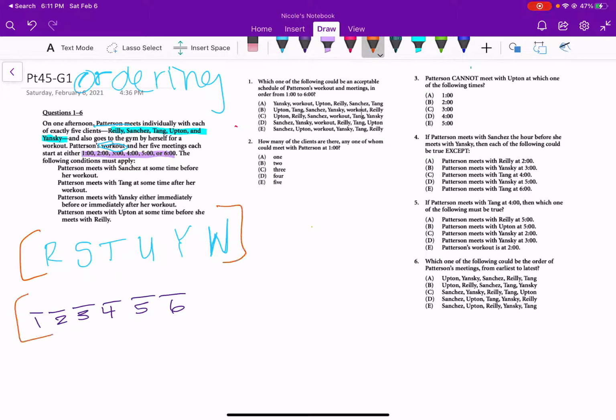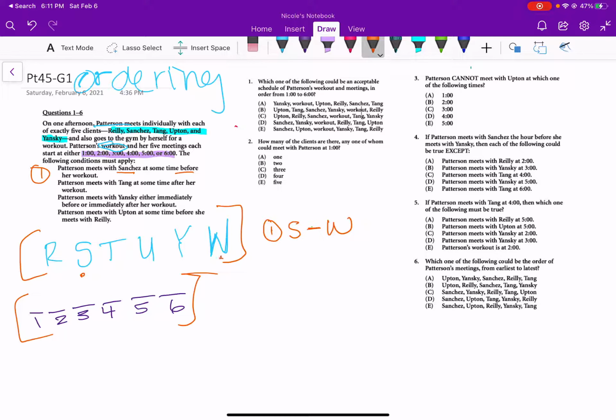Patterson meets with S at some point before her own workout. So we know that Patterson is going to meet with S before her own workout. I'm just going to put a dot under these variables to know that they have a rule constraining them.